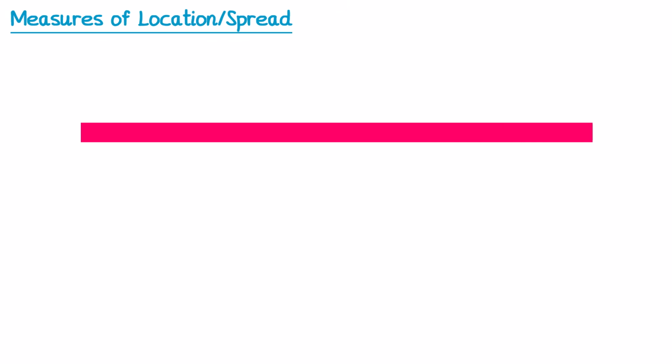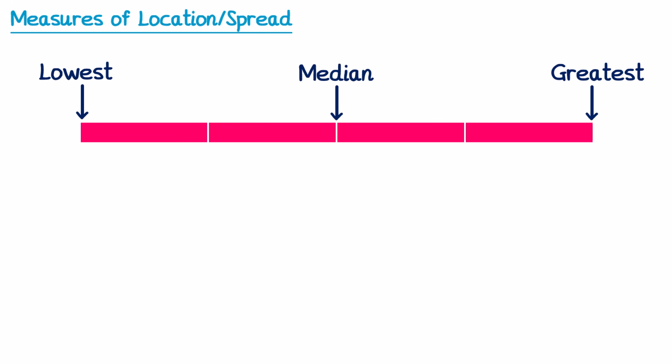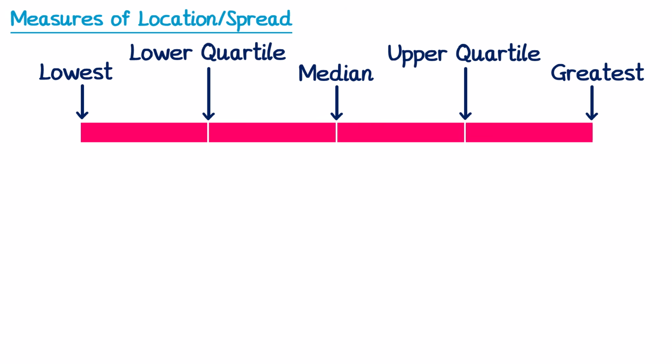Let's imagine that this bar here represents some ordered numerical data. The value on the left will be the lowest value, and the one on the right will be the greatest value. If we then split this data into 4 equal-sized sections like this, the one in the middle will be the median. The one 1/4 of the way through the data is known as the lower quartile, and the one 3/4 of the way through is the upper quartile.